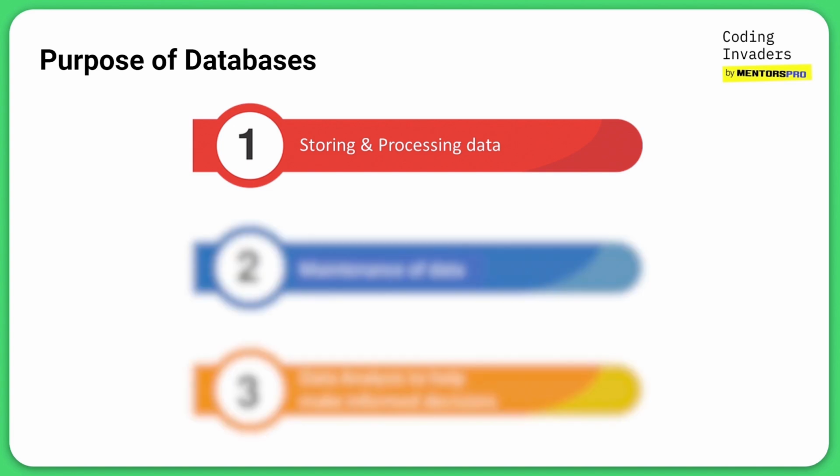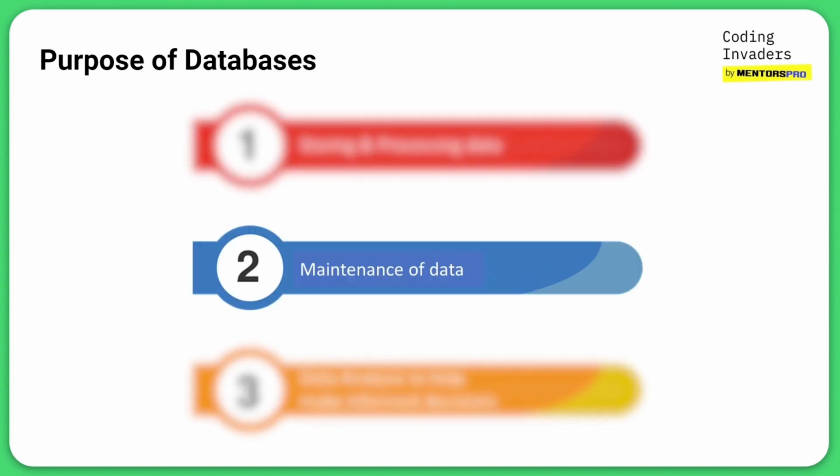To start with, storing and processing data. This means that a database is used to store and organize data in a way that it can be easily accessed and manipulated. Next, maintenance of data. It is an important aspect of databases. It's not just about the current data that we are storing and processing, but also about the past data.